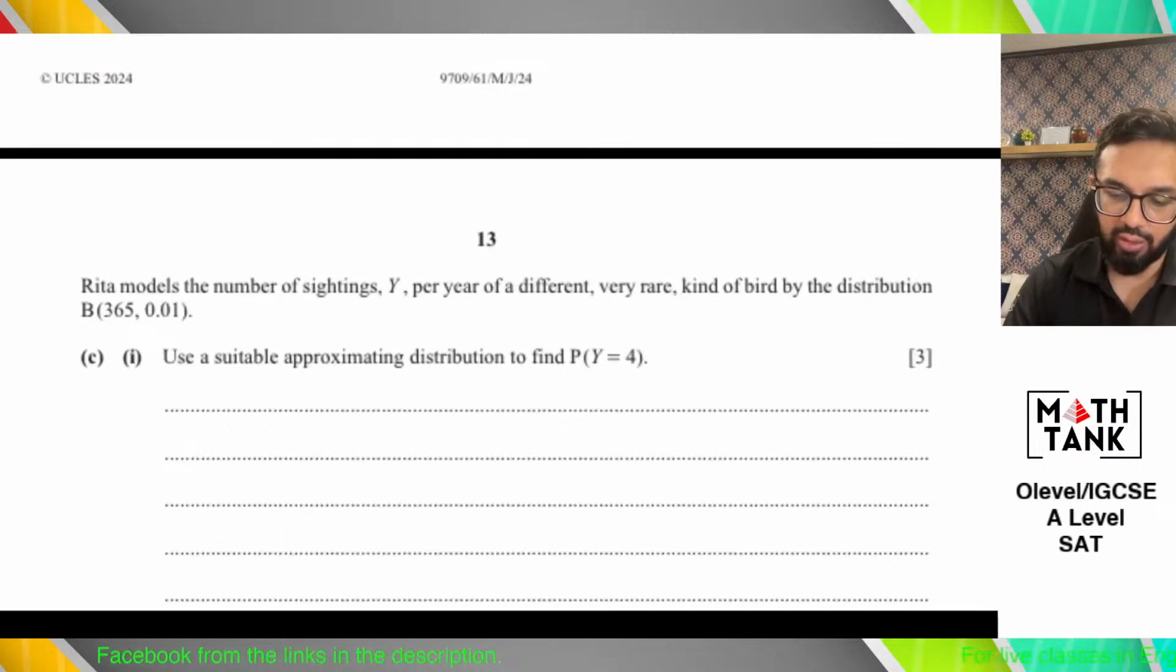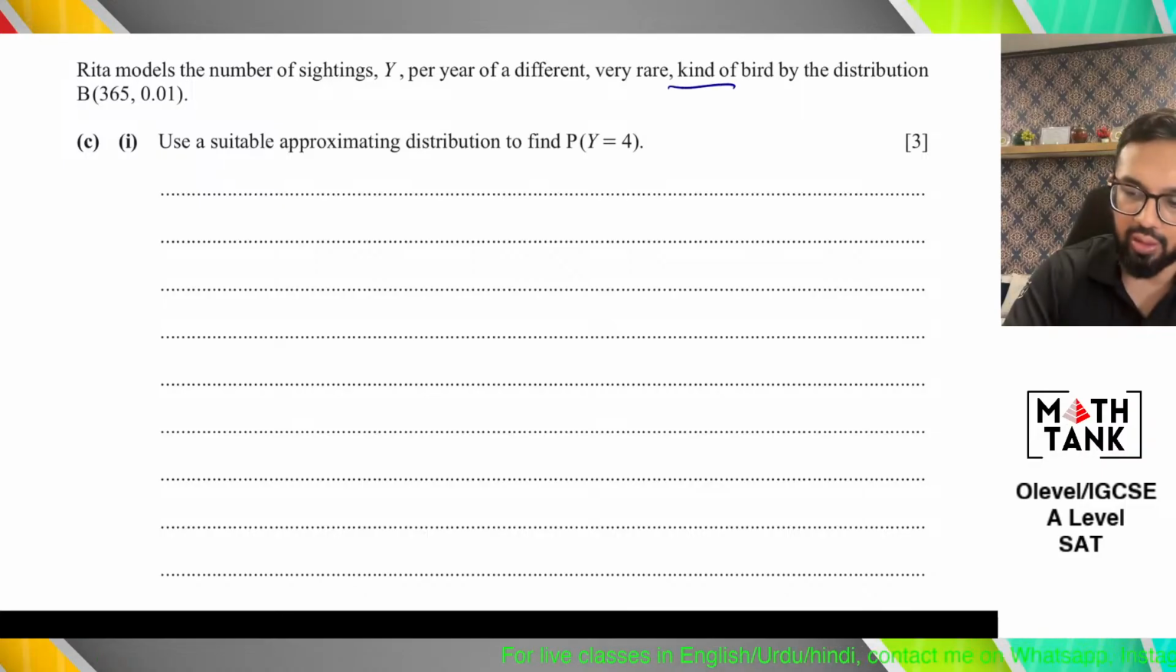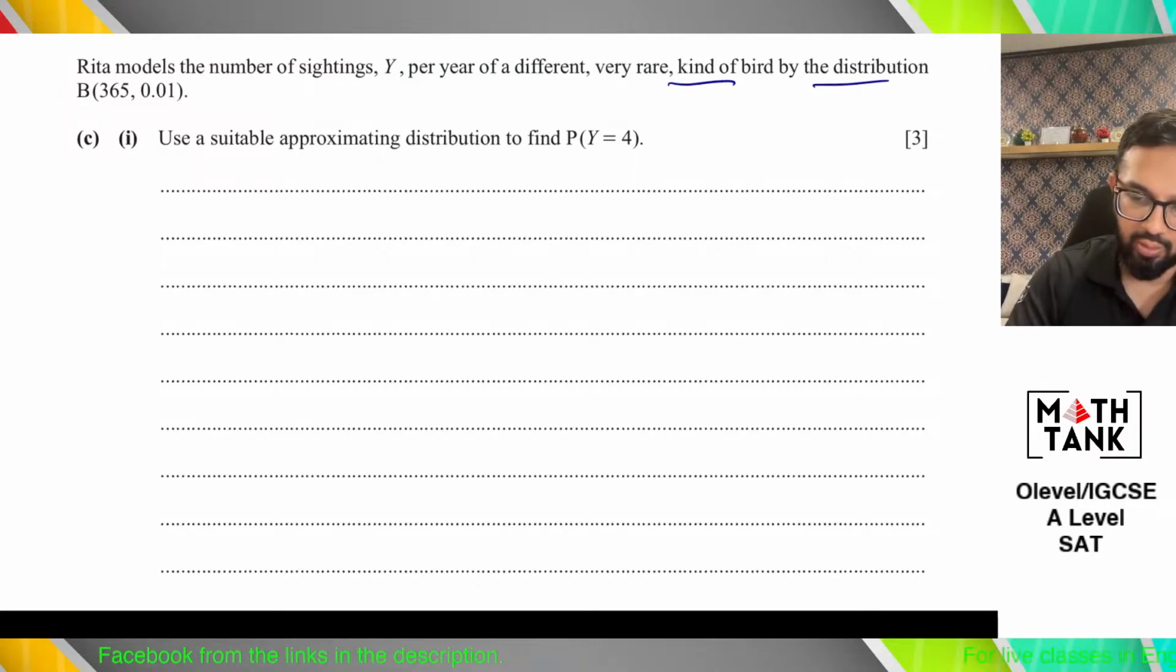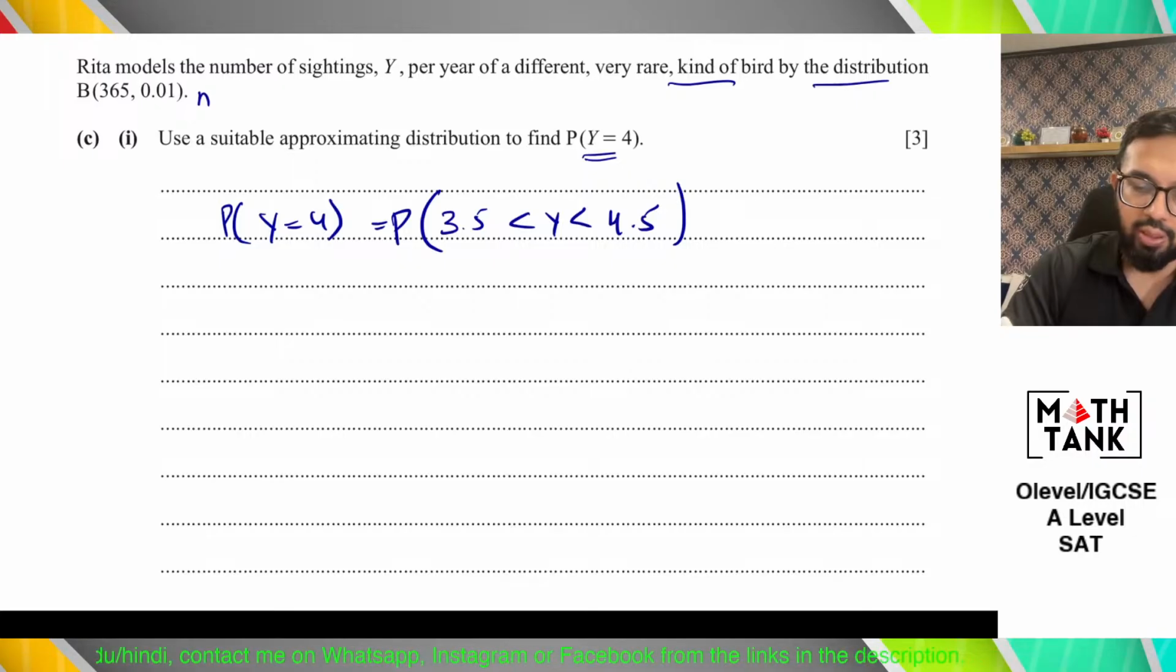Okay. Then beta models the same number of sightings y per year of a different, very rare kind of bird by this distribution. Use a suitable approximating distribution to find the probability of y equal to 4. So when I say using an approximation, what I'll have to do is find probabilities. For continuity correction, I'll have to do this. Okay, all these numbers round off to 4. N and p are given to me. np is going to be 365 into 0.01.